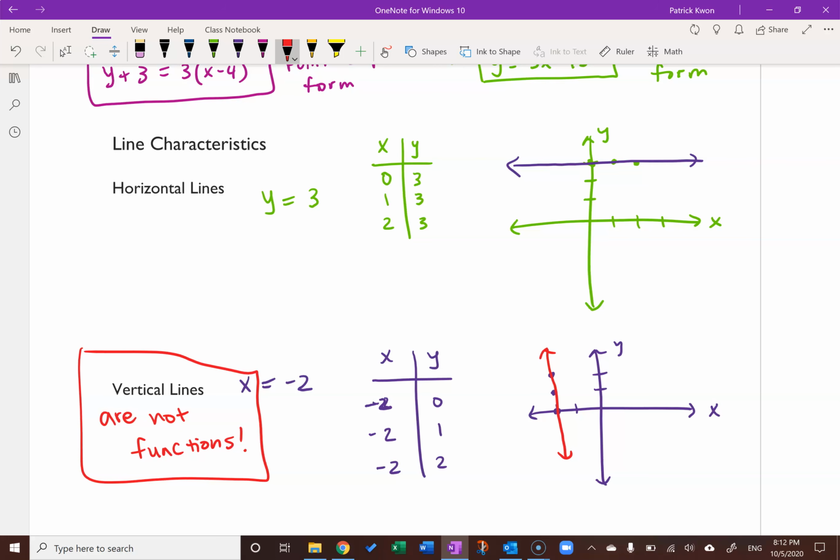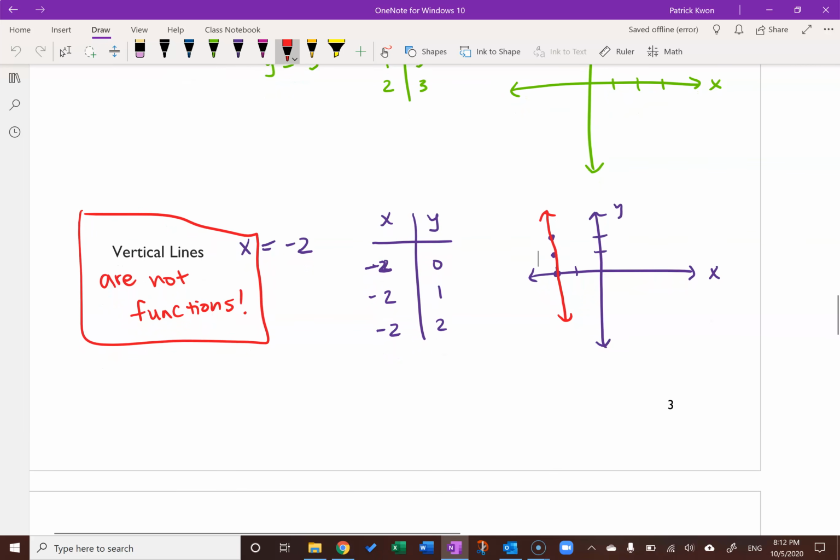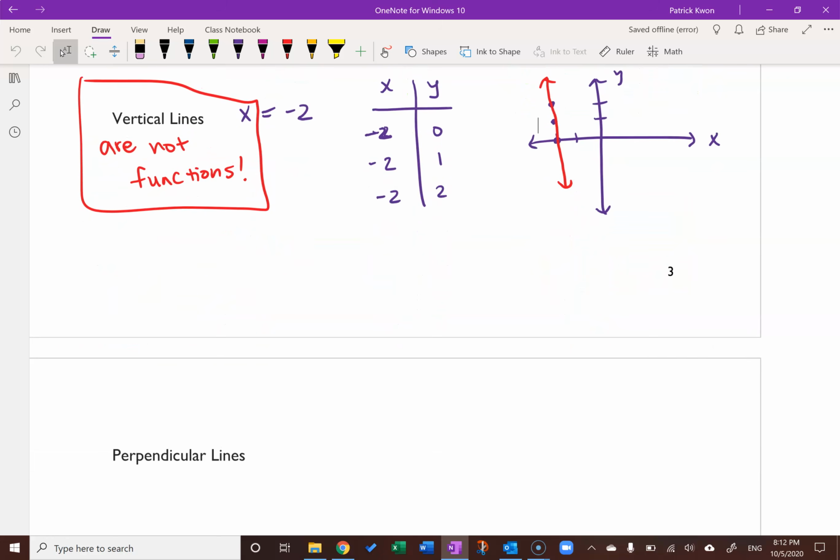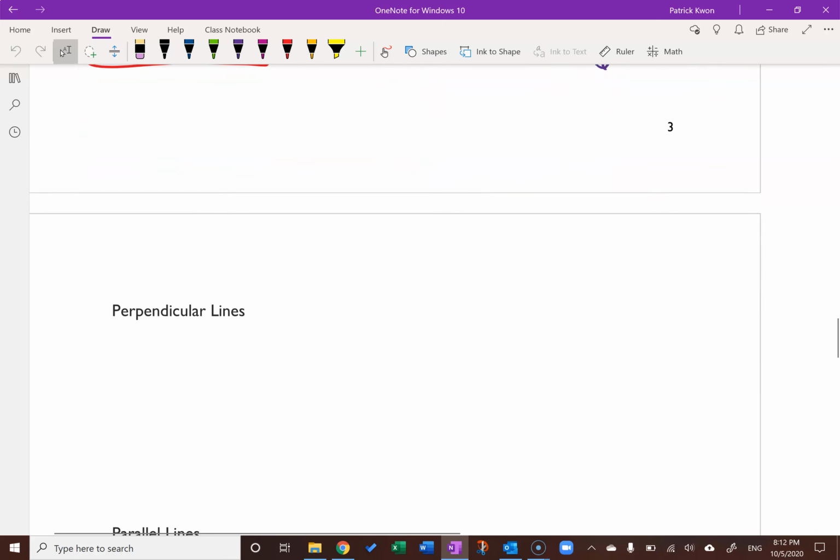Please don't ever go into a future math class and say that vertical lines are functions, because whoever your next math instructor is, they're going to be like, who taught you that? And then you're going to say, Mr. Kwan, and then your future math instructor is going to get mad at me. So don't do that. Vertical lines are not functions, okay?